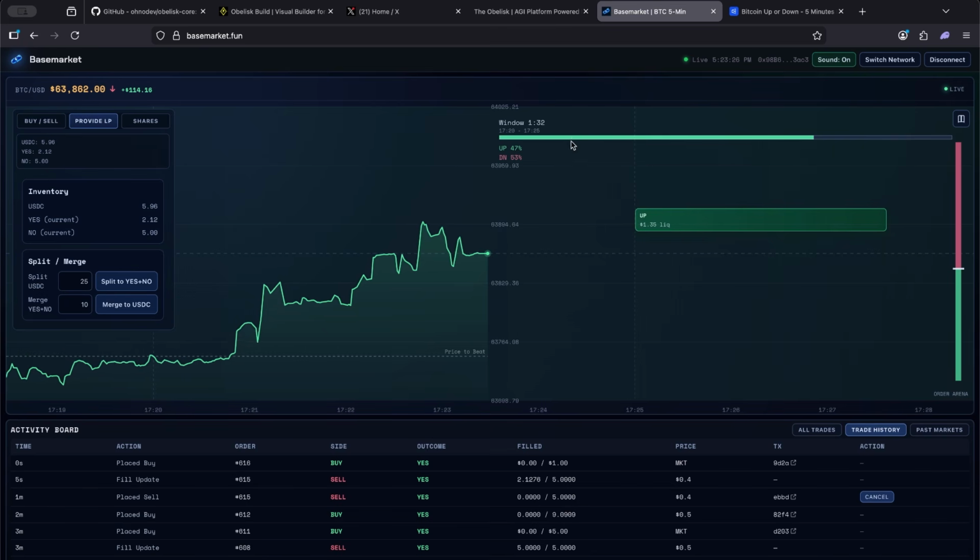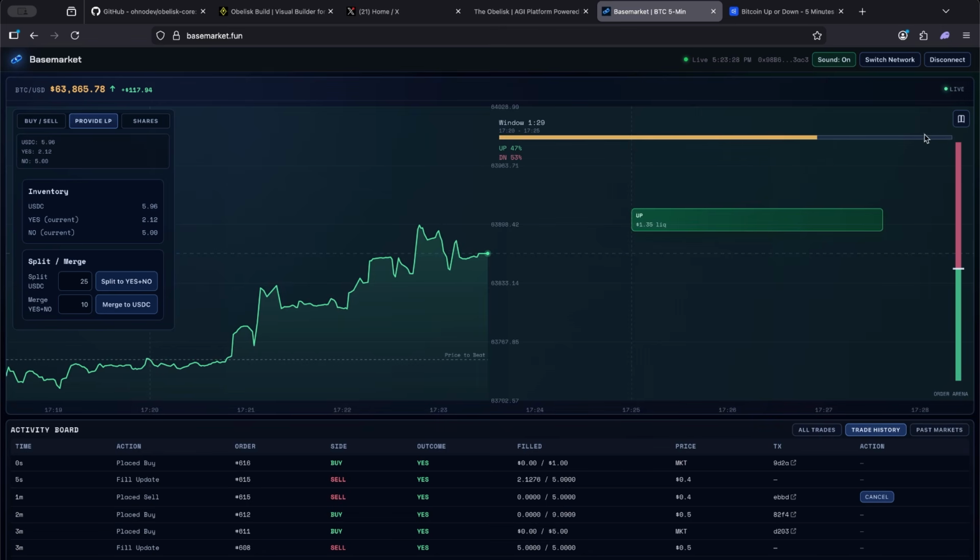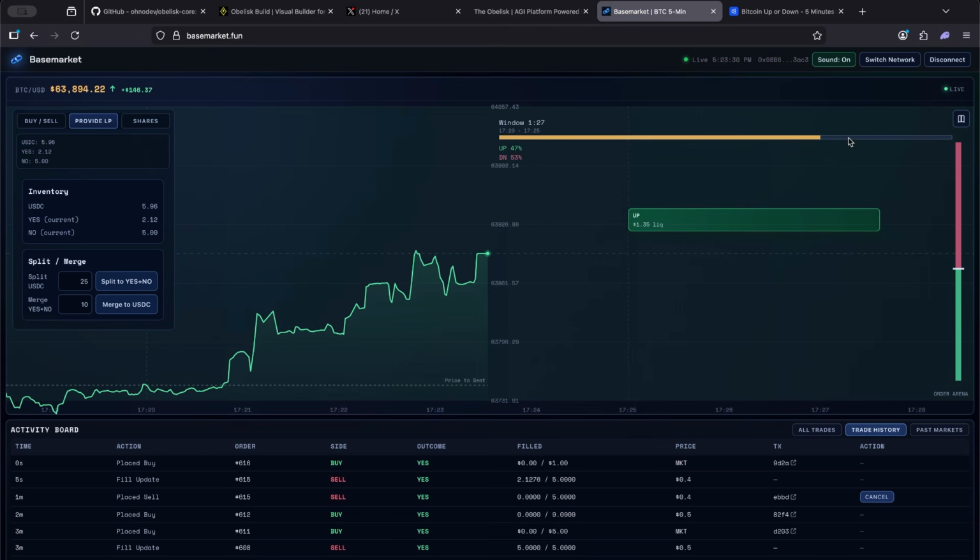There's always going to be liquidity at the beginning of each round, and after that, it'll disappear. So if you don't see any liquidity, make sure to wait until the beginning of a new round.